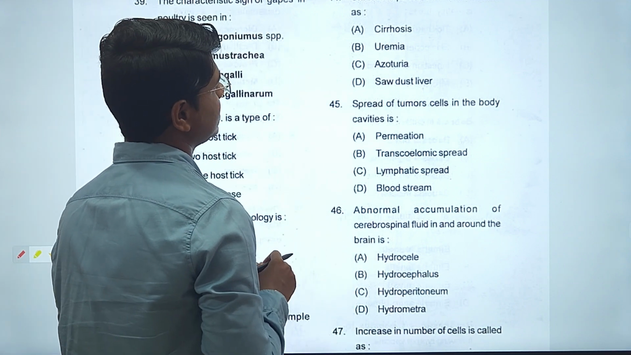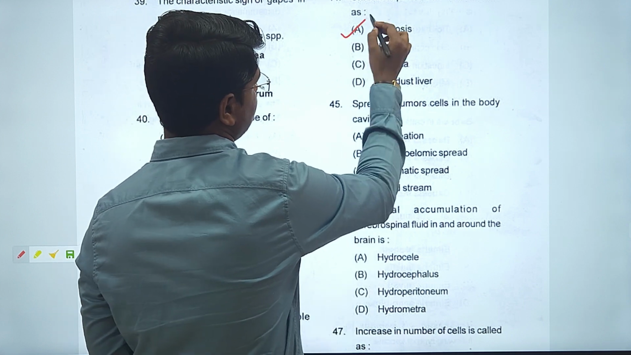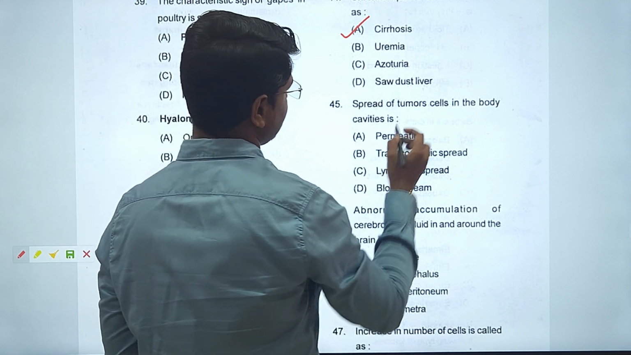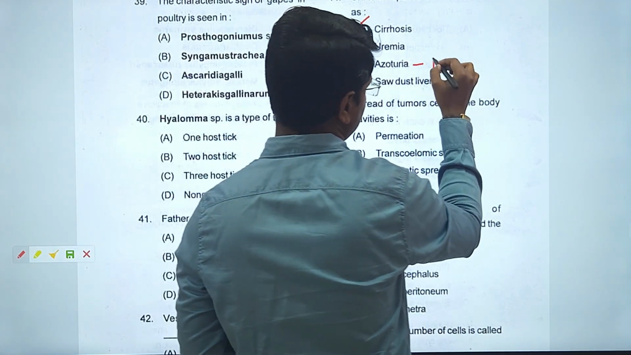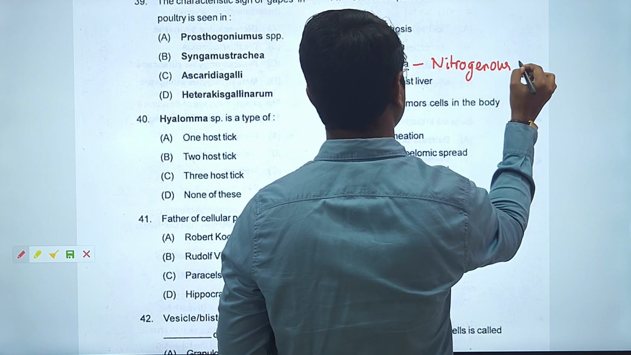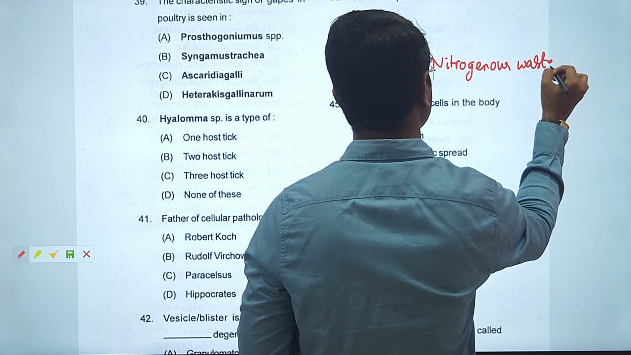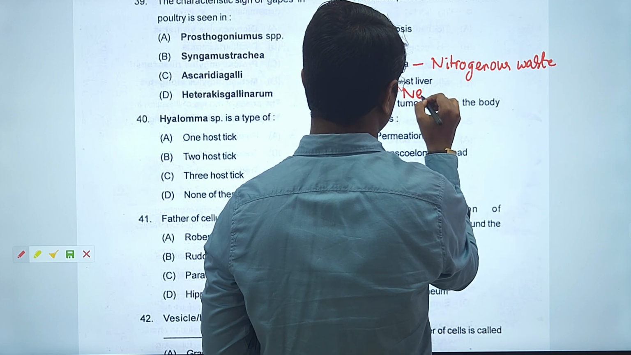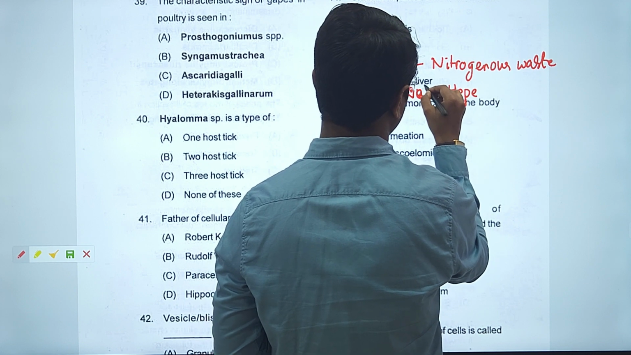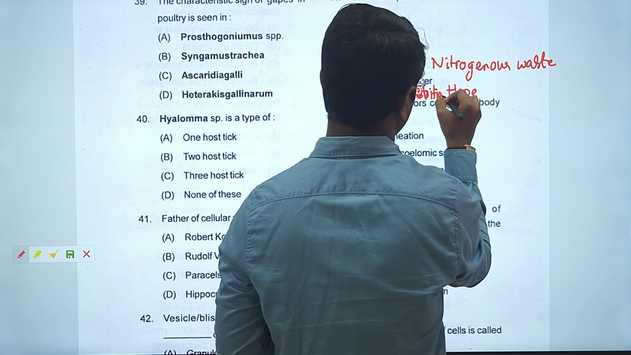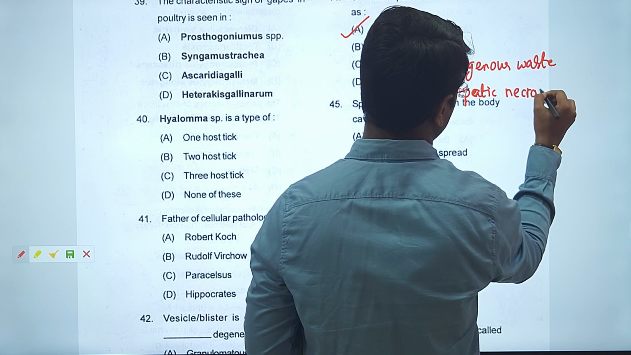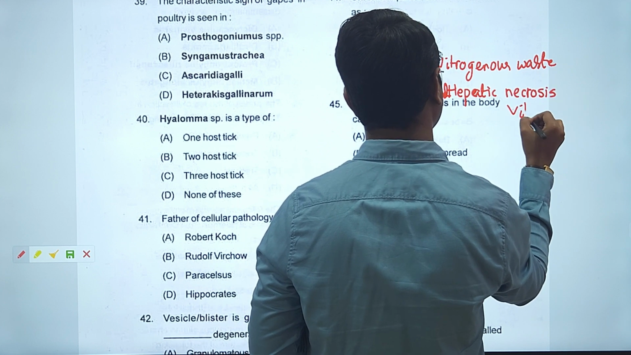Chronic hepatitis is otherwise called cirrhosis. Cirrhosis is also called chronic hepatitis. Uremia, increase in urea concentration in blood. Azoturia, increase in nitrogenous waste in urine. Sawdust liver is the other name of nutritional hepatic necrosis. I was forgetting the name. Nutritional hepatic necrosis happens due to vitamin E or selenium deficiency.